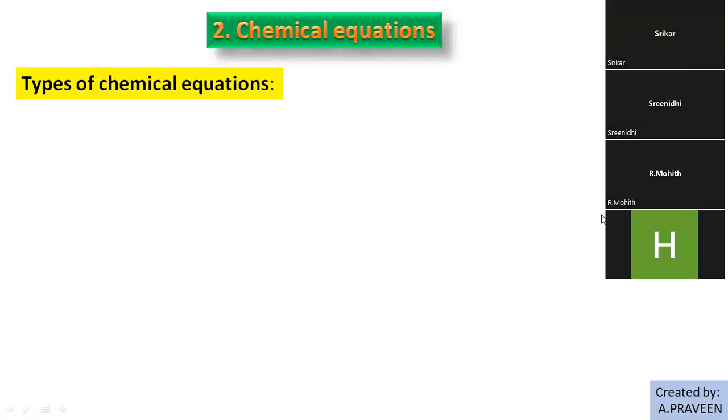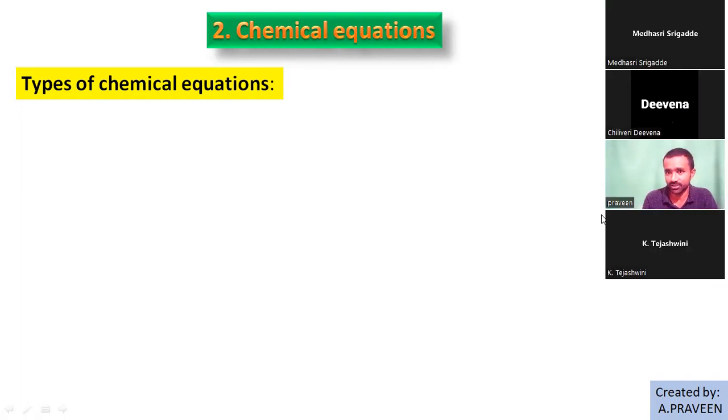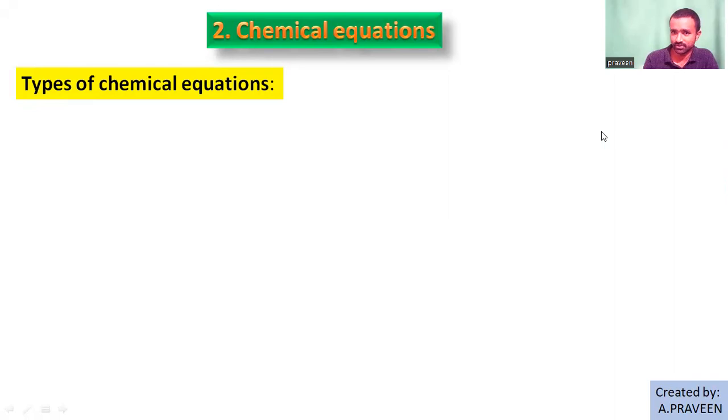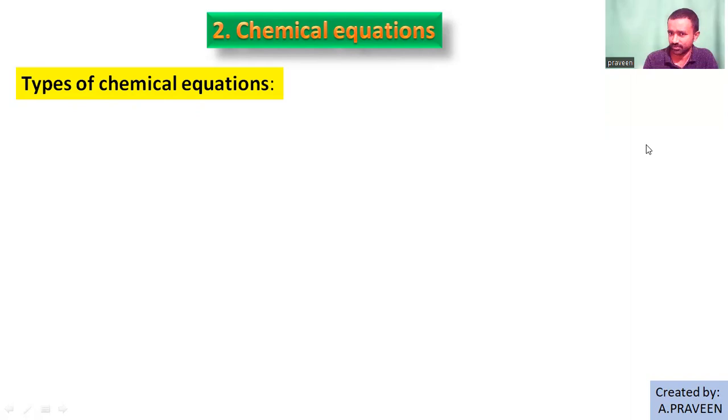Yes, someone raised a hand, Medashri. Yeah, first Medashri. Okay, unmute yourself. Sir, if the number of atoms on the reactant side and product side are equal, then it is called a balanced equation. Divina, unbalanced. Unmute yourself, I gave you a chance. The number of atoms difference in the elements.